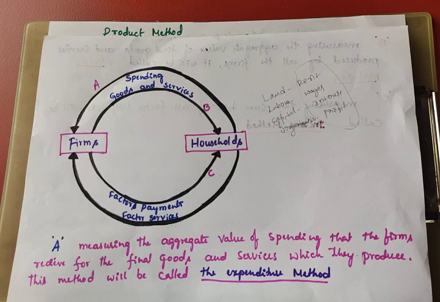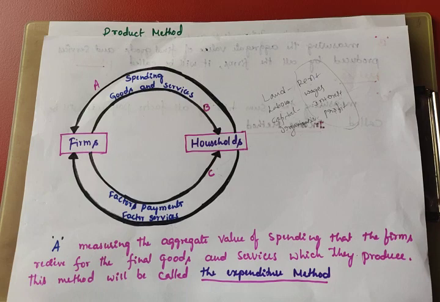In that chart we observed three points: one is A, another is B, and the last one is C. Here A measures the aggregate value of spending that the firms receive for the final goods and services which they produce. That means how much the firms are expending to produce all the final goods and services. This is called the expenditure method.